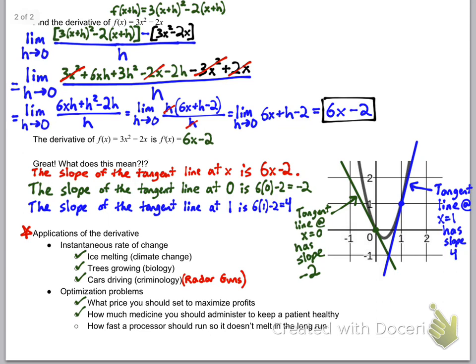So all these are just a taste of how important this derivative, this slope of the tangent line, is. This opened up a whole new field of calculus and revolutionized the way we understood physics, and the world around us.